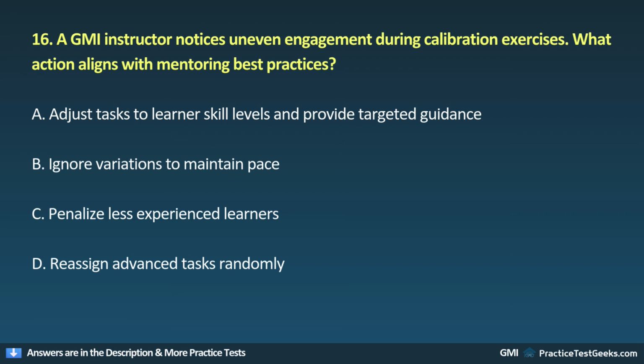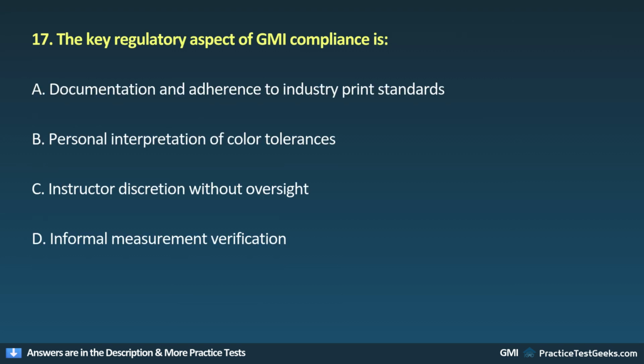16. A GMI instructor notices uneven engagement during calibration exercises. What action aligns with mentoring best practices? A. Adjust tasks to learner skill levels and provide targeted guidance. B. Ignore variations to maintain pace. C. Penalize less experienced learners. D. Reassign advanced tasks randomly. 17.